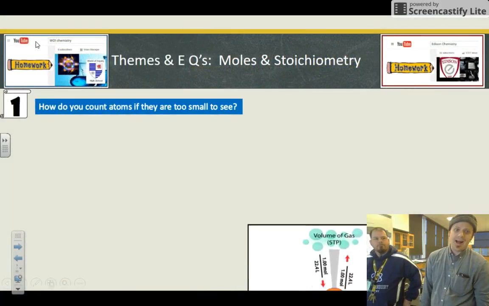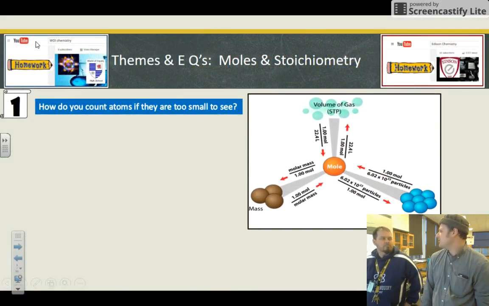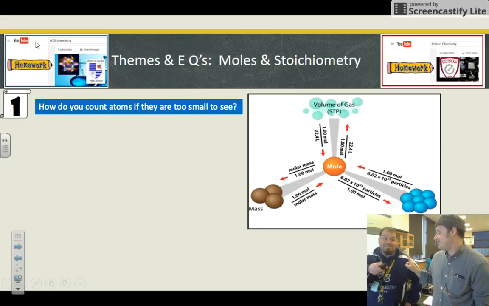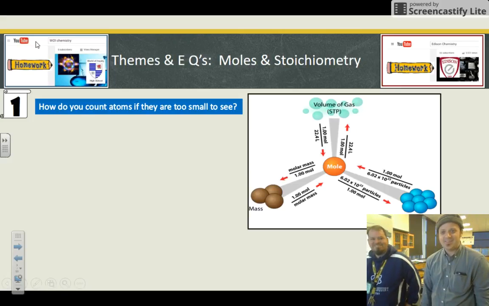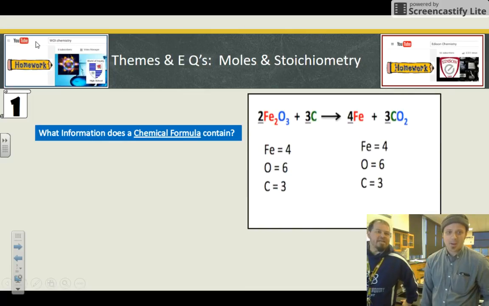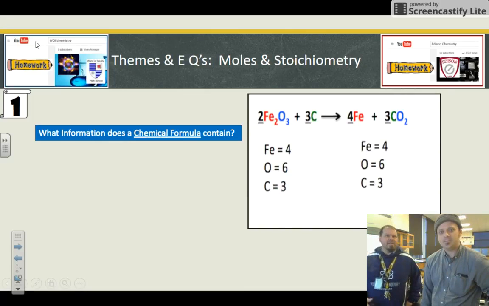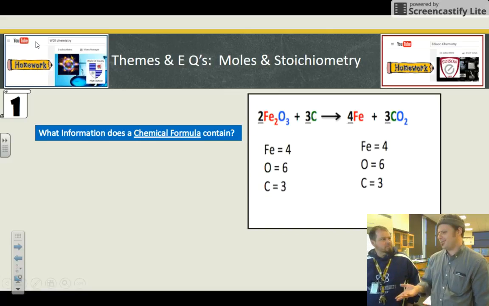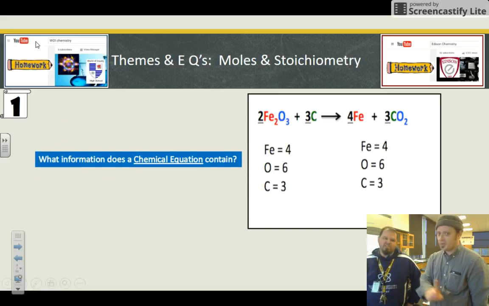So, how do you count atoms if they're too small to see? We've got a way, and I'm not telling you. But we're going to learn how to count, and what information is actually in a chemical formula. So much information, and once you understand all the little parts, you're going to be like, well, that's kind of easy.